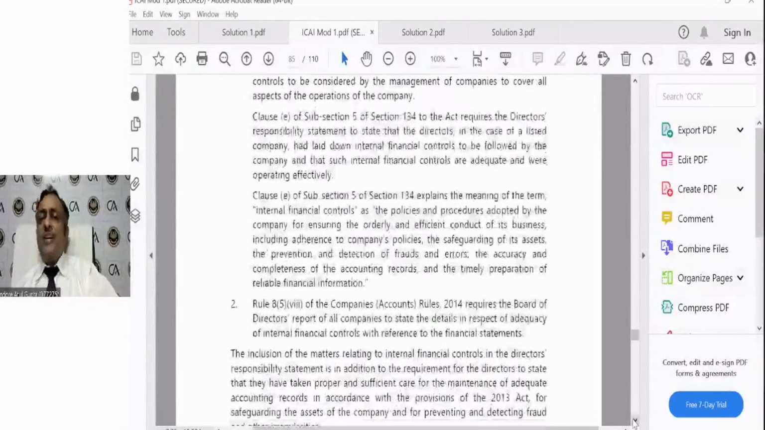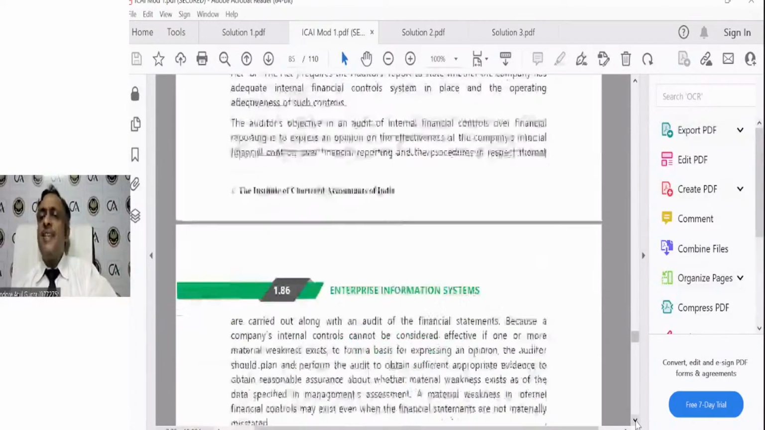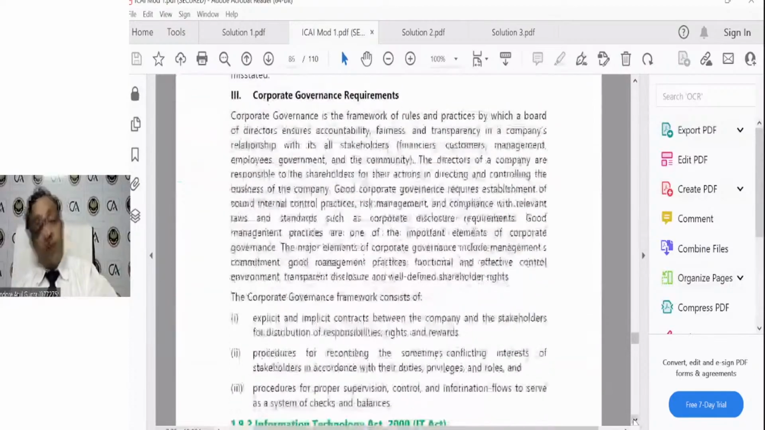Management is, so this I am not reading. This I leave to you. Auditor's responsibility, the Institute guidance note is also there. Please go ahead with this. So these are the core things we are going to talk about. Now, this is very important.